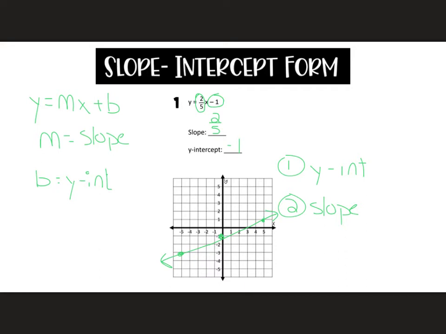2/5 x minus 1. Always check. This was a positive slope. Make sure the line you graph has a positive slope. That's where you're going to make the most mistakes here, is going the wrong direction.